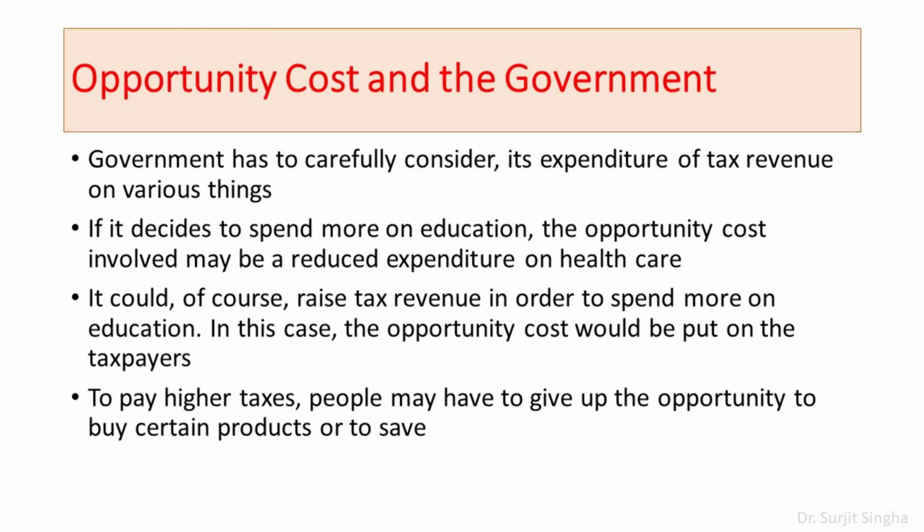Opportunity cost and the government. Government has to carefully consider its expenditure of tax revenue on various things. If it decides to spend more on education, the opportunity cost involved may be a reduced expenditure on healthcare.